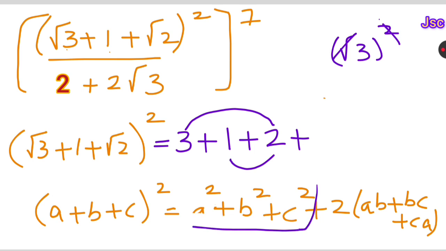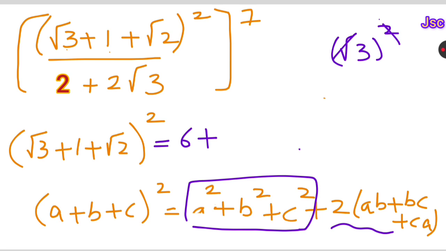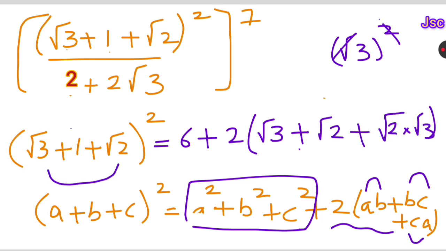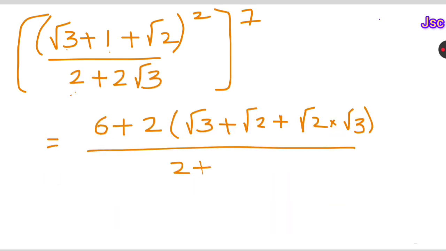So the first 3 terms' value is 6, just write simply 6 plus the last term, which is 2 times: first is ab, that is root 3 times 1 which is root 3, plus the second term is bc, that is 1 times root 2 which is root 2 only. The third term we have ca, that is root 2 times root 3. This is our numerator value. The denominator we have 2 plus 2 root 3.